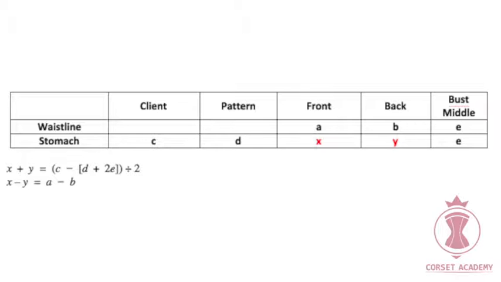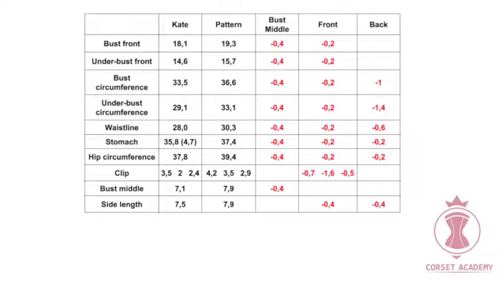It is much easier when applied than when explained in words. So here is my particular case. The final table of recalculation for the standard pattern. I have removed 0.2 inches along the bust line at the front and 1 inch along the bust line at the back. Now I need to even out the side seam for the under bust line.